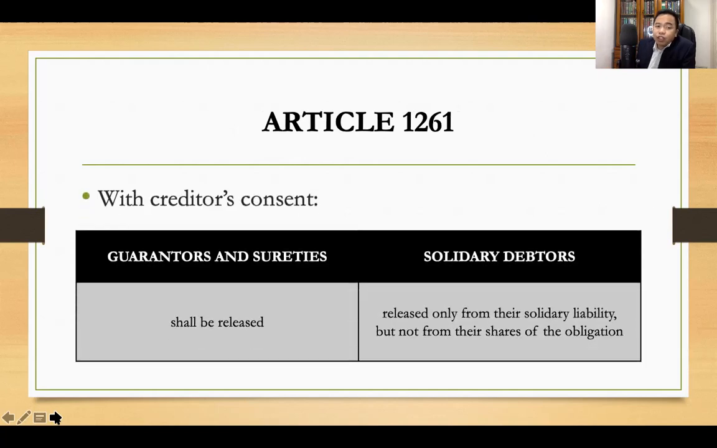With creditor's consent, what is the effect on the guarantors and sureties? They are released. How about the solidary debtors? They are released only from their solidary liability but not from their shares of the obligation. Take note of this one.